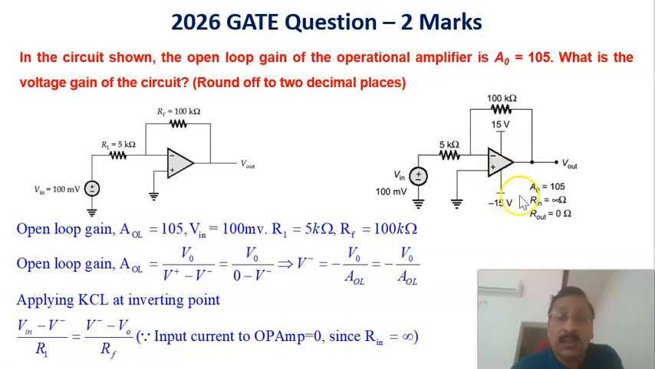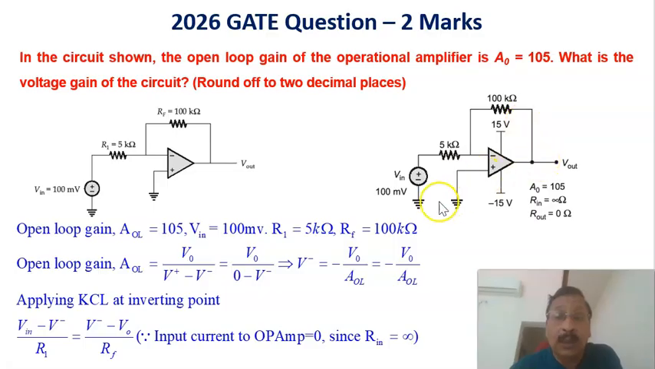That's equal to, because it is given in the problem that the input impedance or resistance is infinity, the current flowing through this infinite resistance is equal to 0. Whatever current comes here will go through this feedback resistance. Since this current is 0, whatever current is coming here will be going through the output.